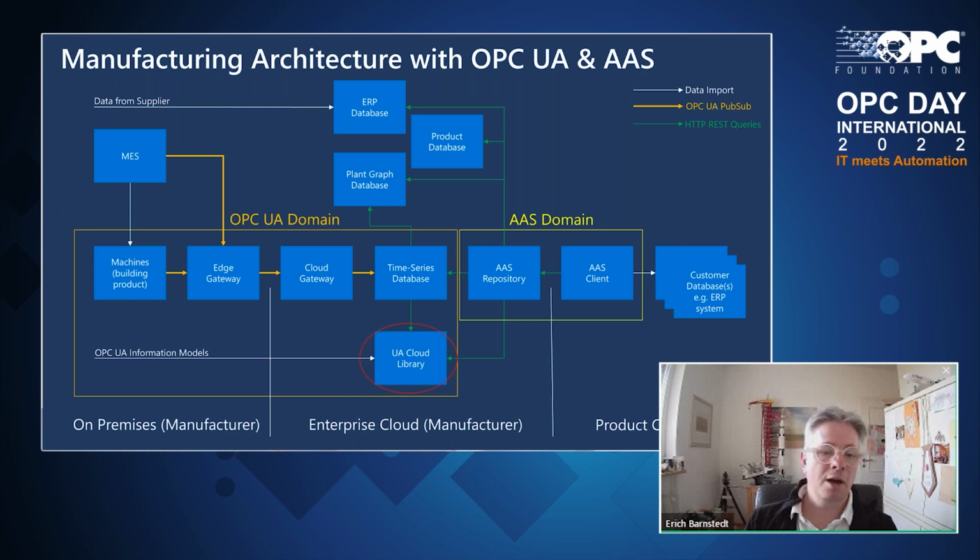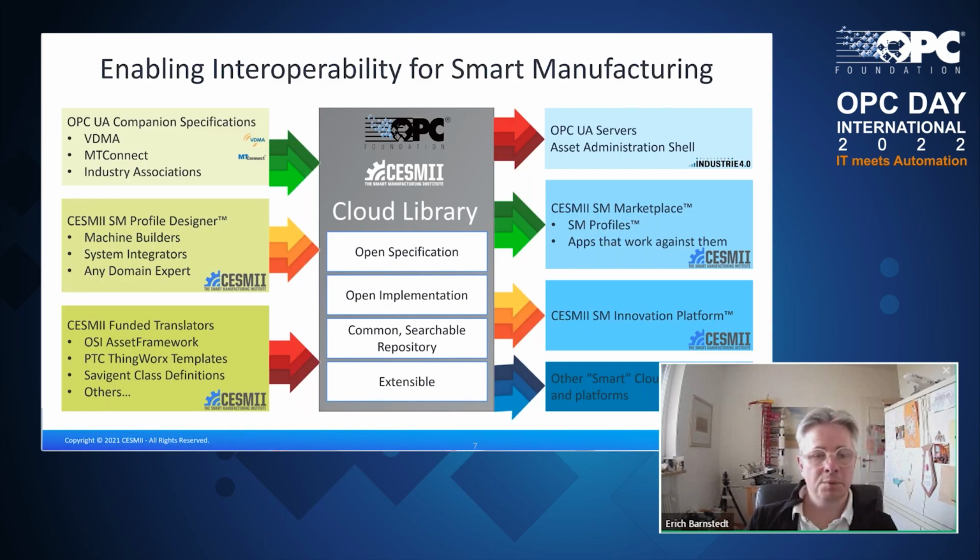So first of all, obviously, CESMII, our development partner, is using it significantly in their smart manufacturing platform. They're using it as their marketplace, what they call smart manufacturing profiles, which happen to be OPC UA information models.